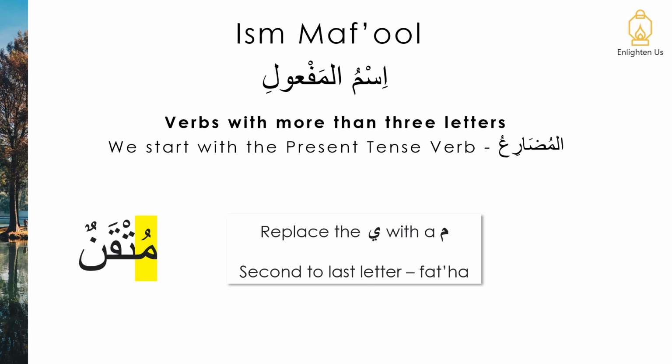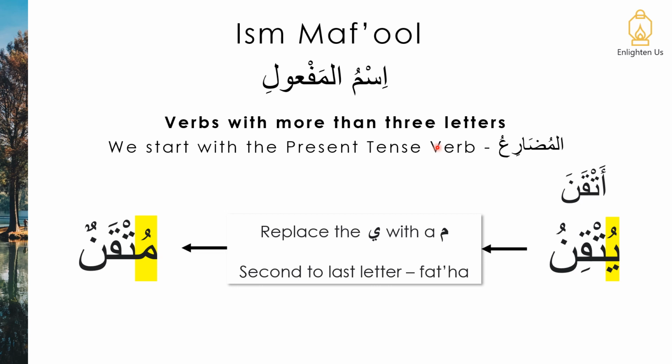Let's have a look at our last example, mutqan. Again, it's a verb that has more than 3 letters. So we start with the mudari', we start with yutqin. However, let's just examine that quickly to be sure. So let's have a look at its past tense, atqana. So this is the process that we're going to use. So yutqin, removing the ya and replacing it with a mim. And remember, the second to last letter needs to have a fatha. So our qaf here has a fatha, whereas in the fi'l it has a kasra. And of course, this is an ism, it's an ism maf'ool, so we finish with tanween, and that's how we go from yutqinu to mutqan.